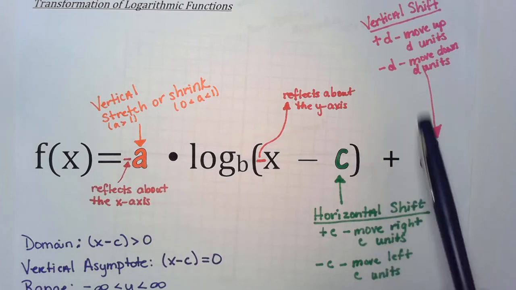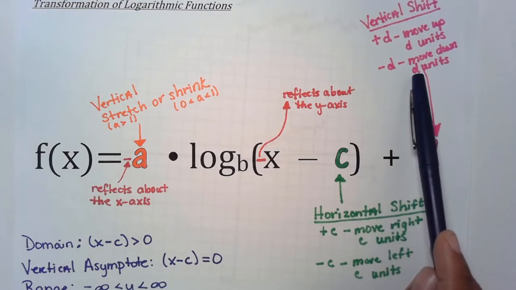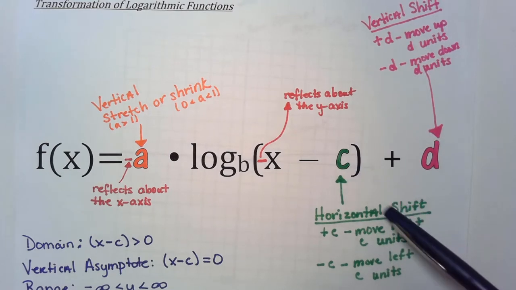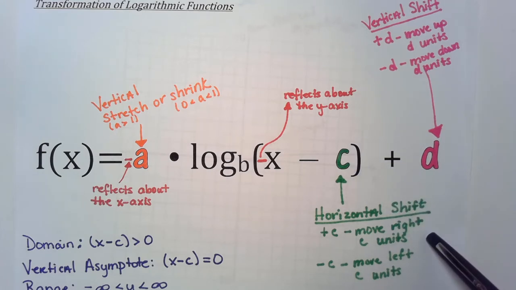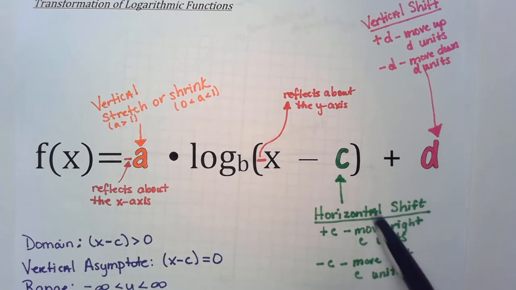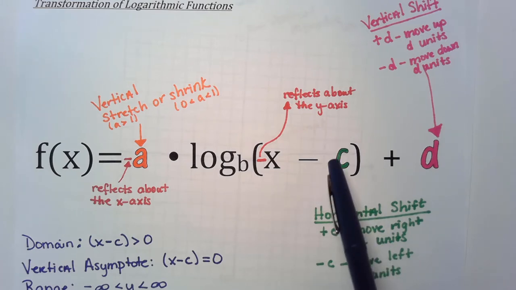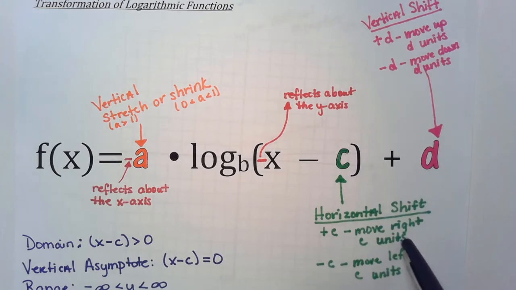What doesn't change is your vertical shift. If it's positive, it moves up, and when it's negative, it moves downward that number of units. Inside the parentheses, there's a horizontal shift. When c is positive, you move to the right, and when it's negative, we're going to move to the left. So this is a little bit different, whereas before, if it was positive, we would go in the opposite direction.